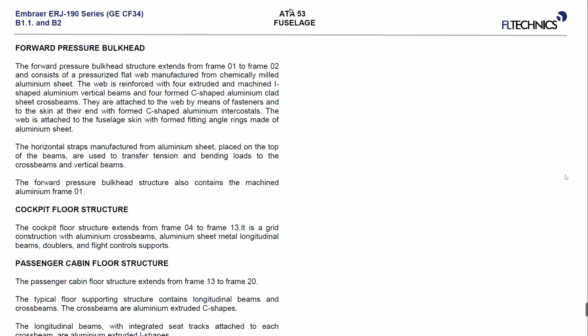Okay. So again, we have C-shaped aluminum cross beams here. This is also specific for the cross beams. Most of them are C-shaped. Especially for the floor structure, cabin floor structure. We have horizontal straps manufactured from aluminum sheet on the top of the beams to transfer the tension and the bending loads to the cross beams and vertical beams, yes. Cockpit floor structure, cabin floor structure, have a look.